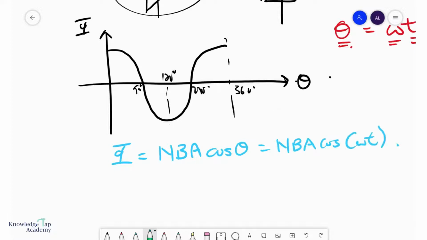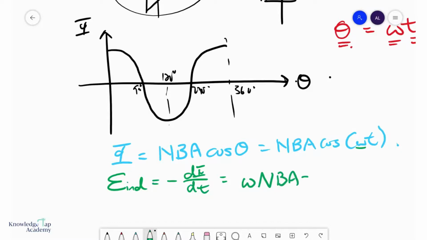And so, if I try to calculate the EMF induced in this rotating coil, remember this is negative d phi dt, and if we do some simple differentiation, cosine will become negative sine, so if you negative that, it becomes positive sine, but the omega will come out, so this becomes omega NBA sine omega t.